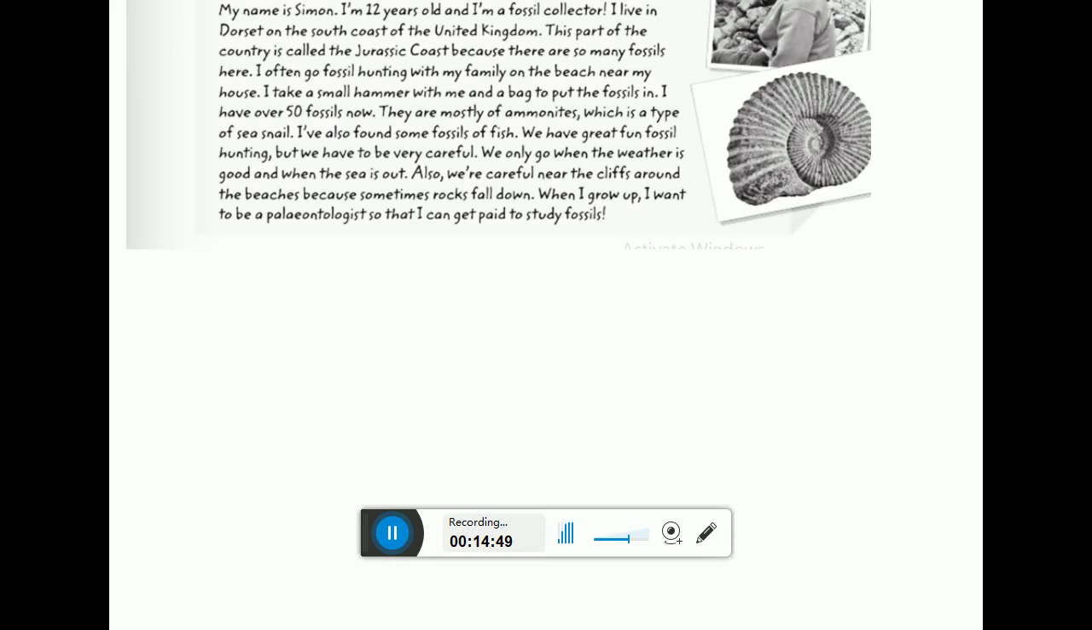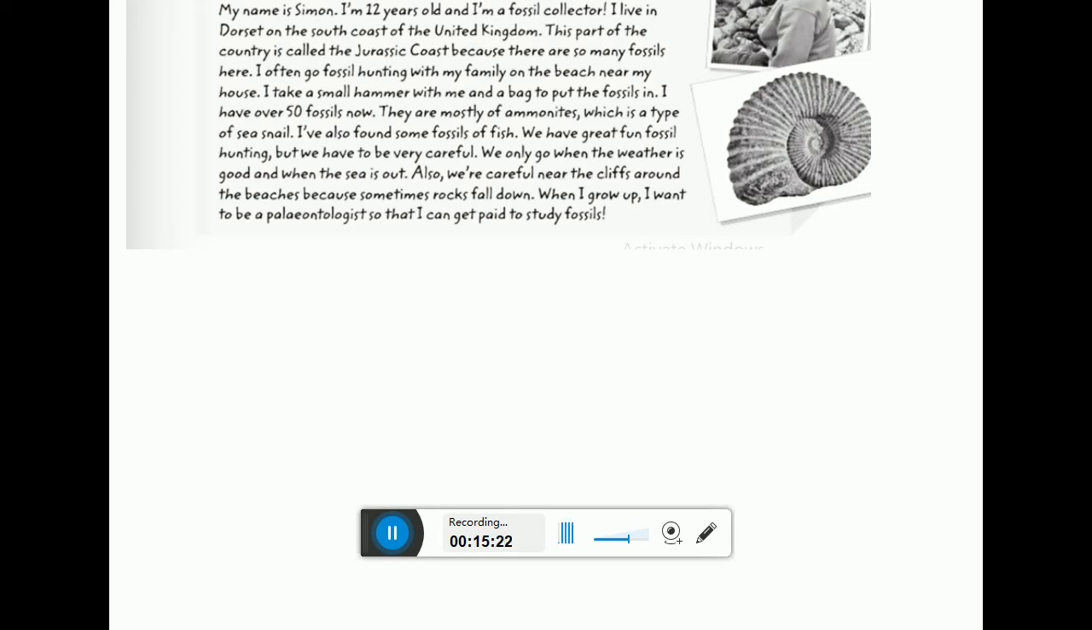This part of the country is called the Jurassic Coast because there are so many fossils here. I often go fossil hunting with my family on the beach near my house. I take a small hammer with me and a bag to put the fossils in. I have over 50 fossils now. They're mostly of ammonites. Ammonite, this one in the picture, is one of the marine animals or living things. Ammonite is a type of sea snail, so it's a snail.